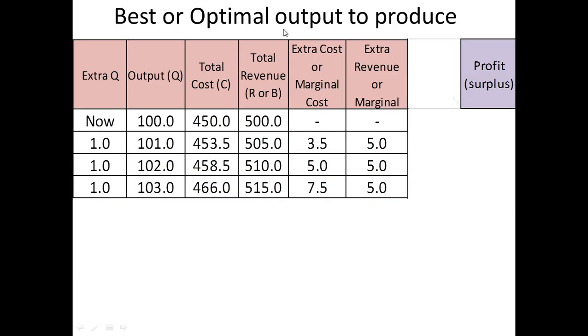Next, the best or optimal output to produce. Because I am a producer, I'm running a business, I produce goods or services to sell. That's why I want to find which output level is the best for me. This is from the previous slide, the same, but I add two columns. This column is about profit, or we call it surplus.